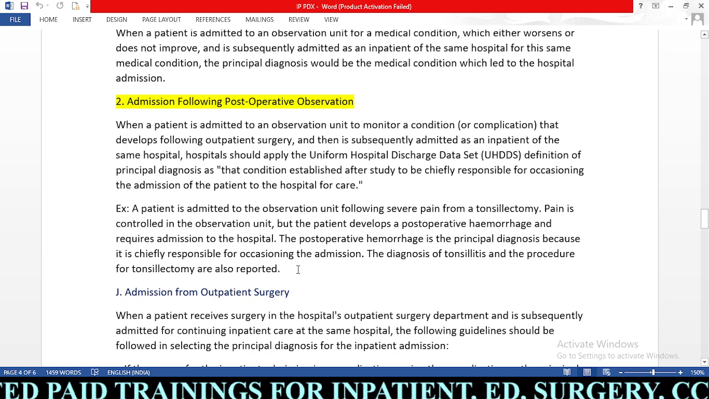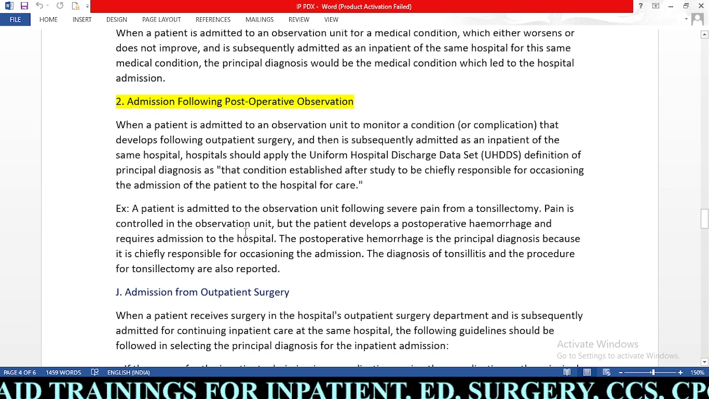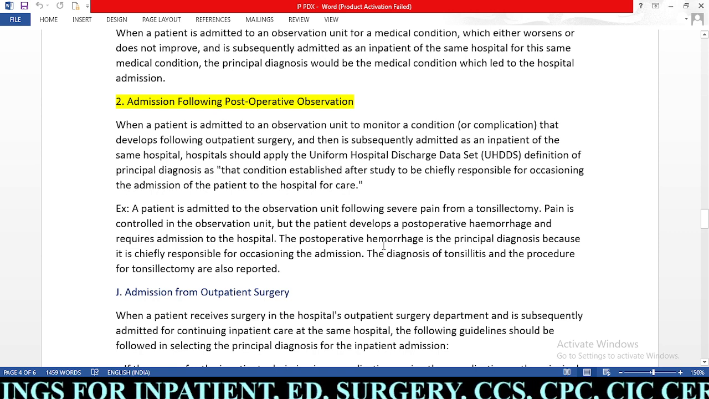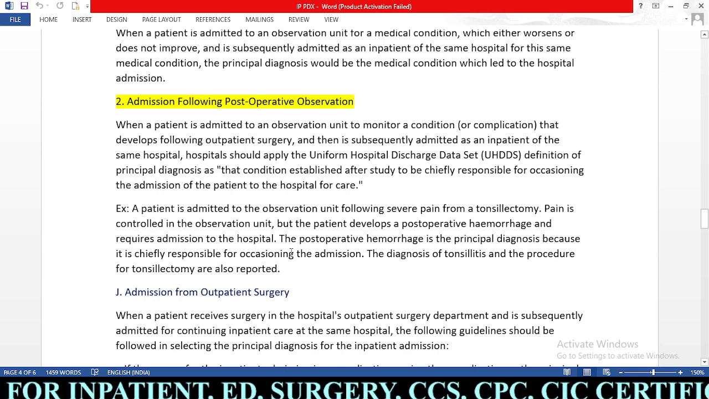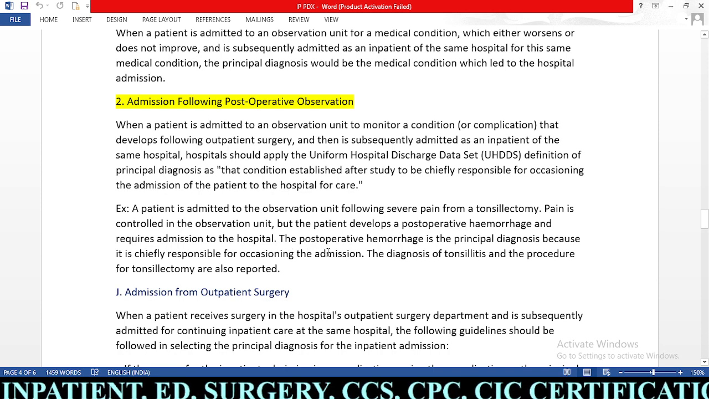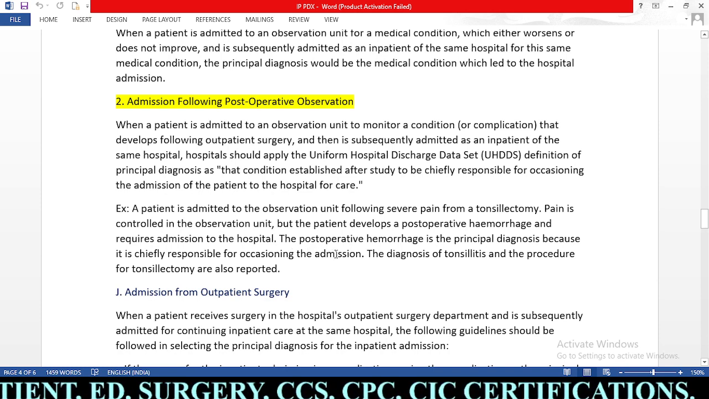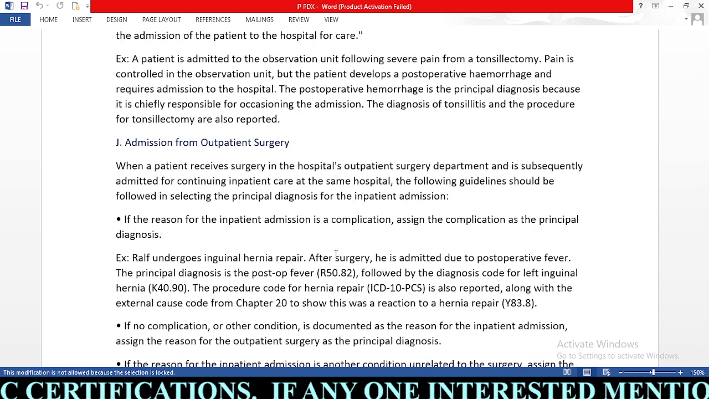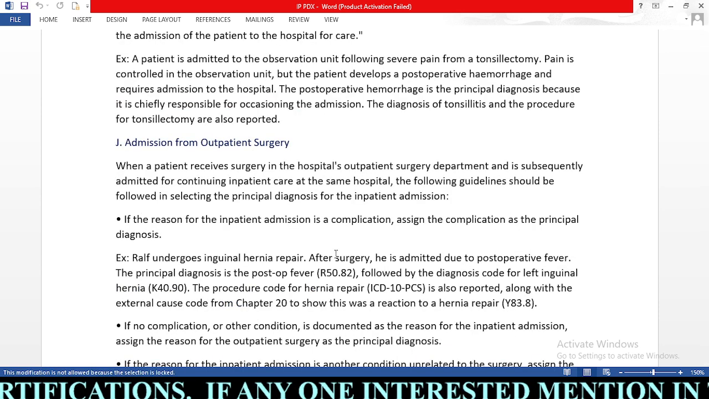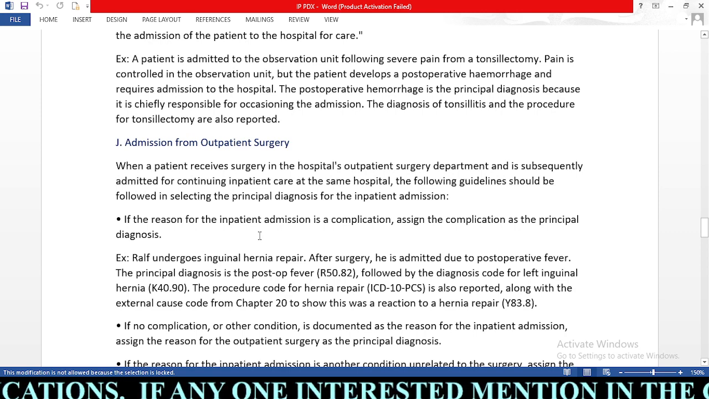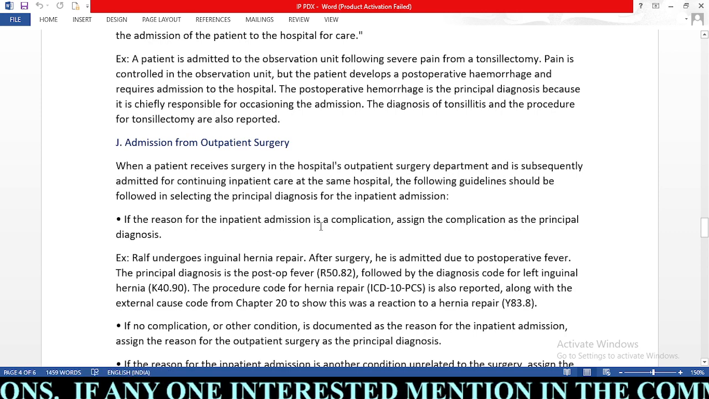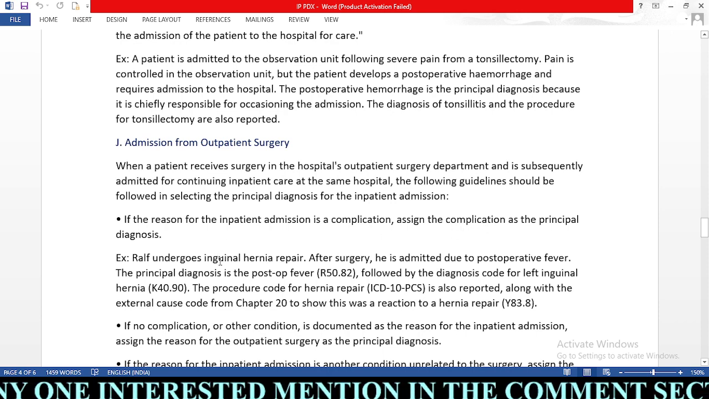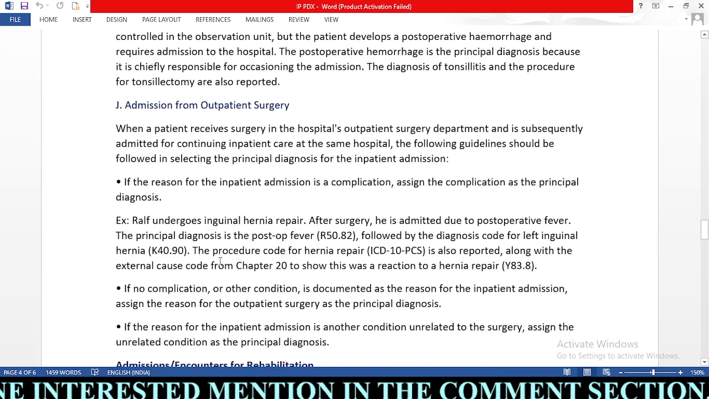So basically, pain is controlled in the observation unit. But because of post-operative hemorrhage only, the patient got admitted into the inpatient unit. So here, our principal diagnosis will be post-operative hemorrhage, not pain. So our next guideline, admission from outpatient surgery. So basically, if the reason for the inpatient admission is a complication, we need to assign the complication as the principal diagnosis. So here we have an example.